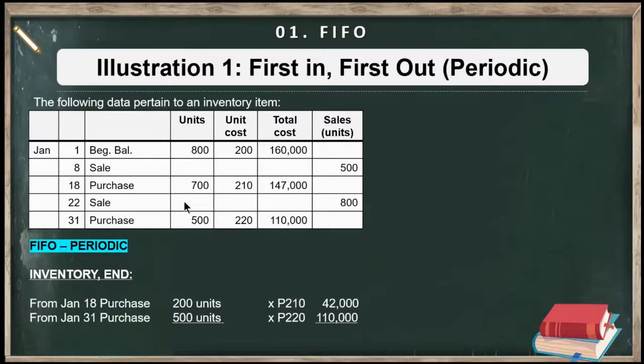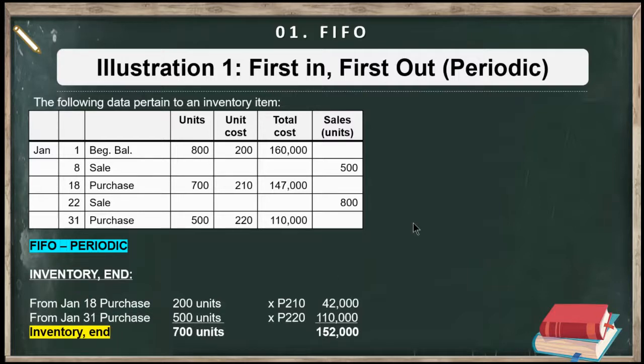And then the remaining items, which is 700 minus 500, so the 200 units would be from the next to the very recent purchase. So it comes from this stock. Therefore 200 times 210 is 42,000. So the total inventory end would be 700 units with a total value of 152,000. That's for FIFO periodic. So inventory end is 152,000.